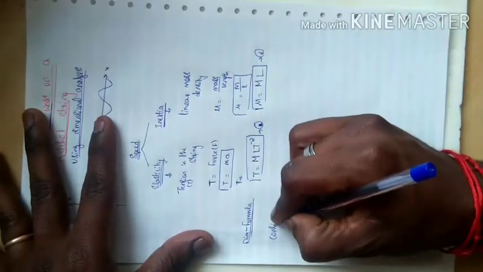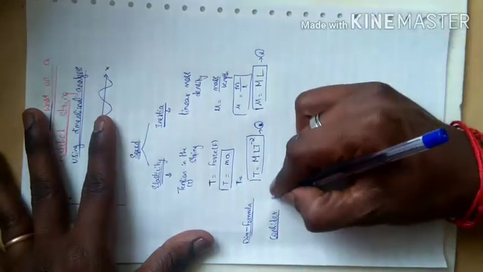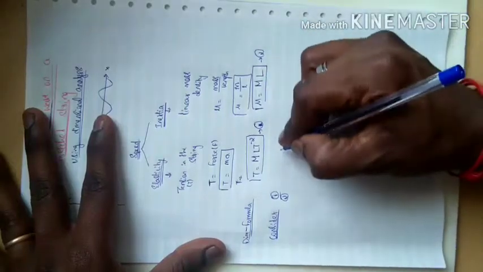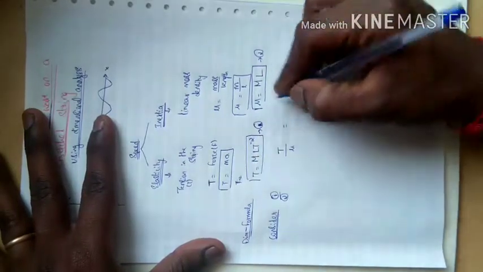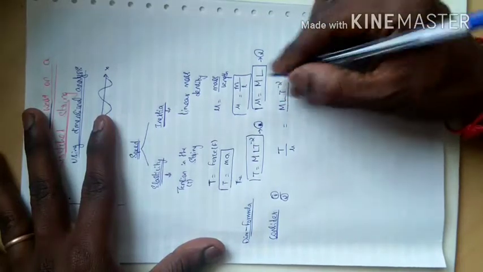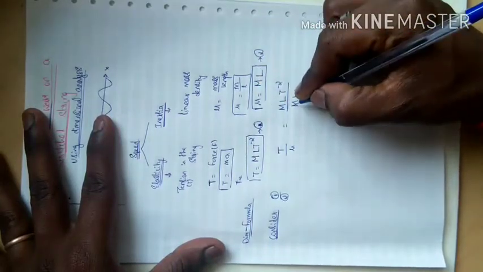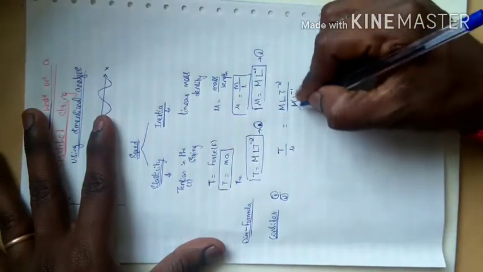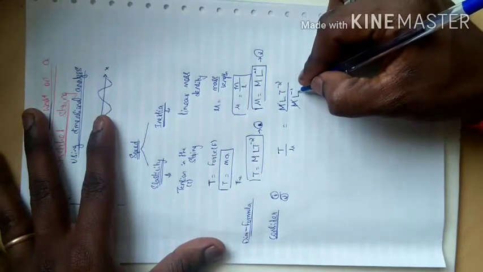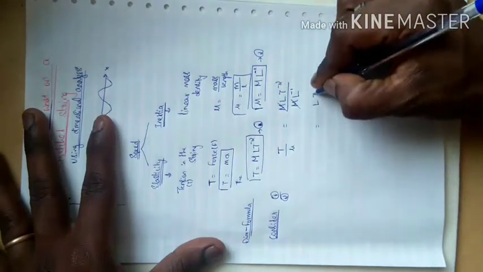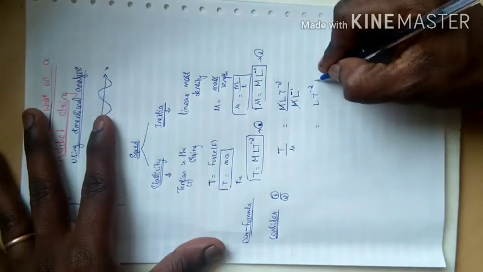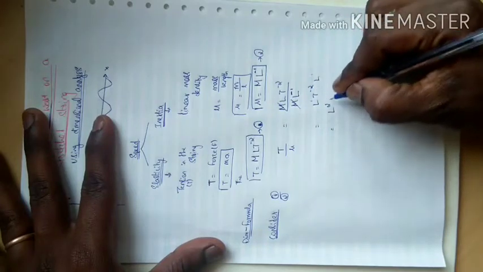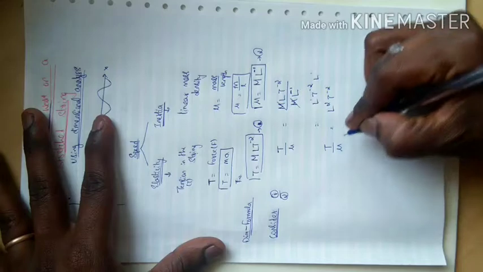Consider 1 divided by 2. If I consider 1 divided by 2, then what happens? T by mu. What is the T I have written here? M L T to the power minus 2. And what is mu I have written here? M into L to the power minus 1, in the denominator. M gets cancelled. The denominator I am taking to the numerator, so L to the power minus 1 becomes plus 1. And L plus here 1, here 1, 1 plus 1 is 2. Is that clear? This is T by mu.